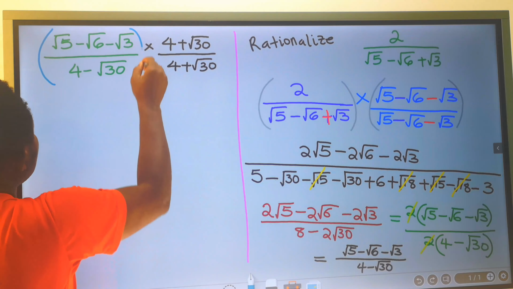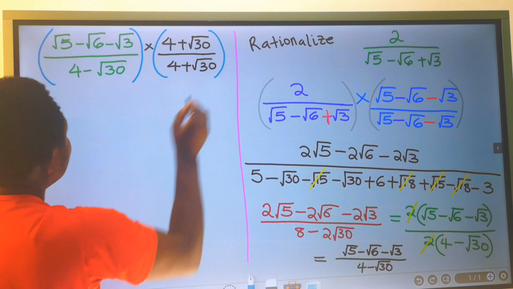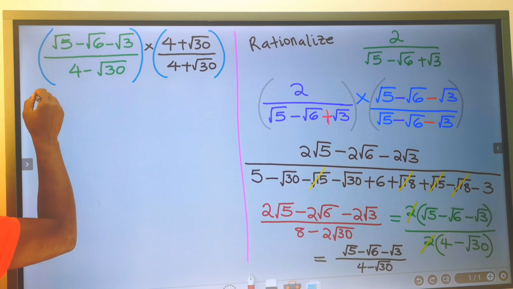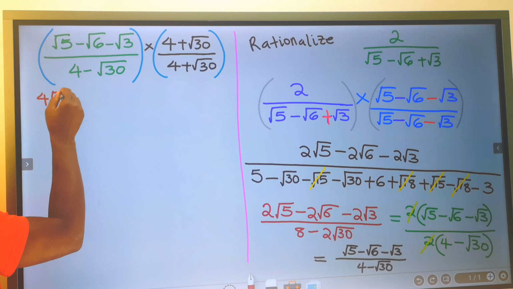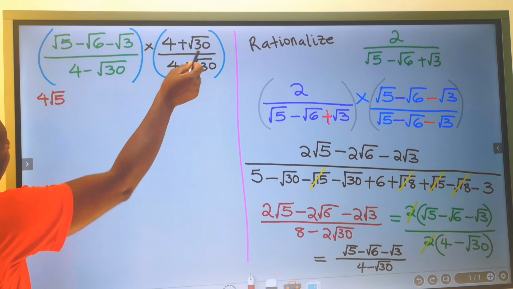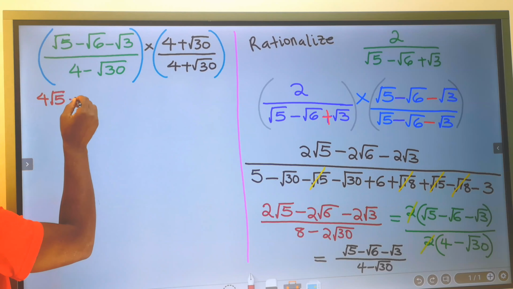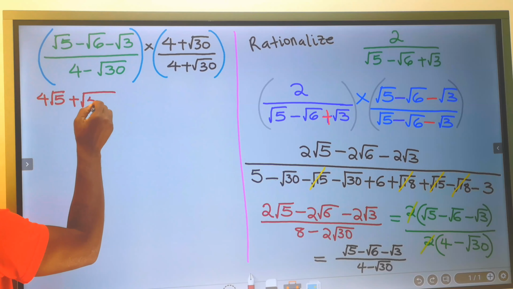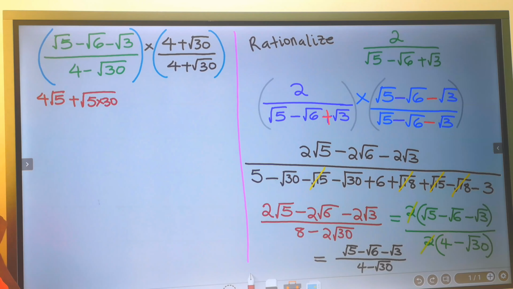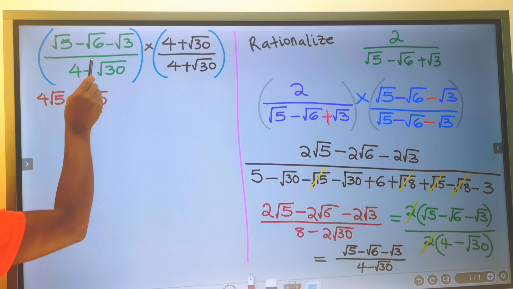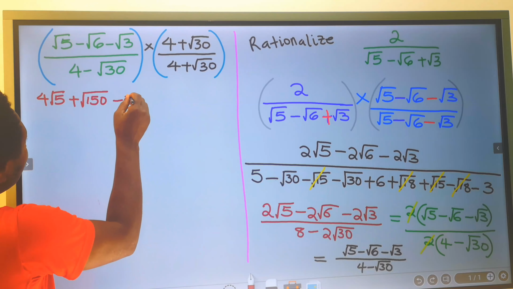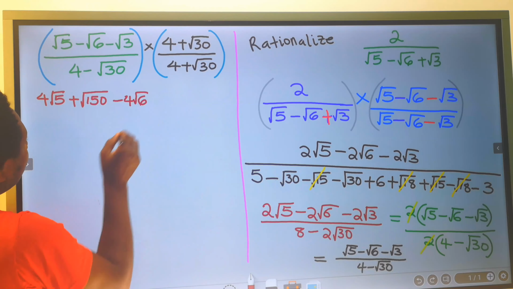Next, we're going to multiply out these brackets. The square root of 5 will multiply by 4, and we're going to have 4 times the square root of 5. Next, the square root of 5 will multiply the square root of 30. We're going to have plus the square root of 5 times 30, which is the square root of 150. Next, minus the square root of 6 will multiply by 4. We're going to have minus 4 multiplied by the square root of 6.